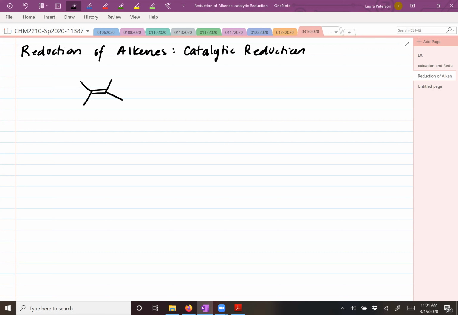Okay, so here's our generic alkene, and our conditions are going to be H2 gas and some catalyst, and I'll define what that can be here in just a second. Okay, and the products of this reaction are going to be an alkane, but this is a stereospecific reaction. Okay, so we can see that H2 was added across our carbon-carbon double bond.